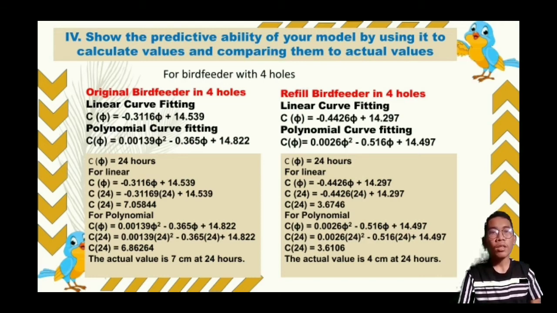3.6746. And using the polynomial curve fitting, we're going to use the equation C sub phi is equal to 0.0026 phi squared minus 0.516 phi plus 14.497, wherein the value of phi is equal to 24 hours. And then by substitution, we have C sub 24 is equal to 0.0026 times 24 squared minus 0.516 times 24 plus 14.497, having the result of C sub 24 is equal to 3.6106. So meaning, the actual value of the refilled bird feeder is 4 cm at 24 hours.